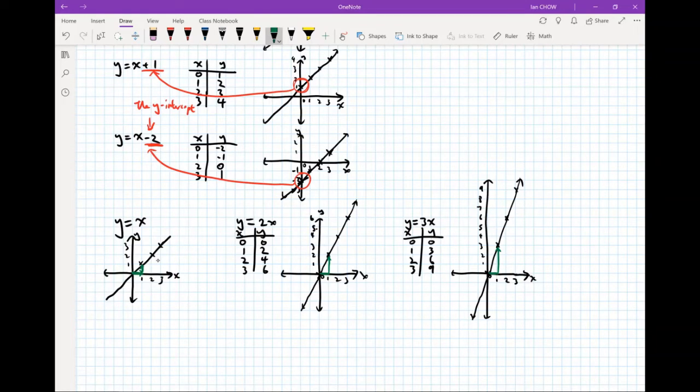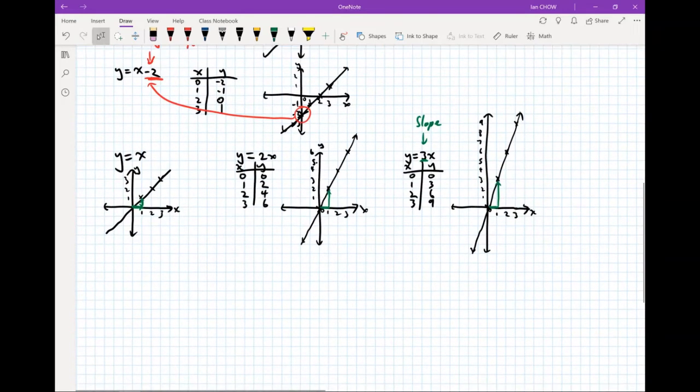So actually, there is a word for this. This is actually called the slope. Or it is the coefficient of x that is actually called the slope. And so the slope will be how steep the line will be. And so the bigger the number, the steeper it will be.